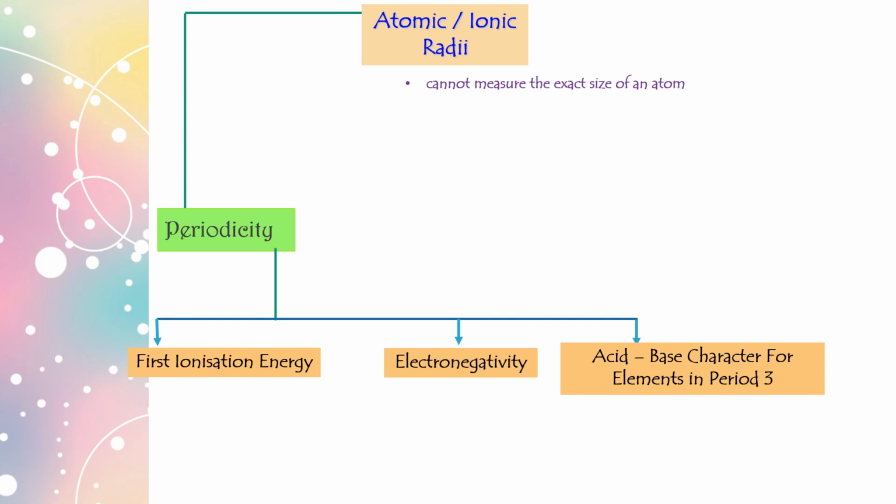We cannot measure the exact size or radius of an atom. The size or radius of an atom is measured by measuring the distance between the nuclei of two atoms.